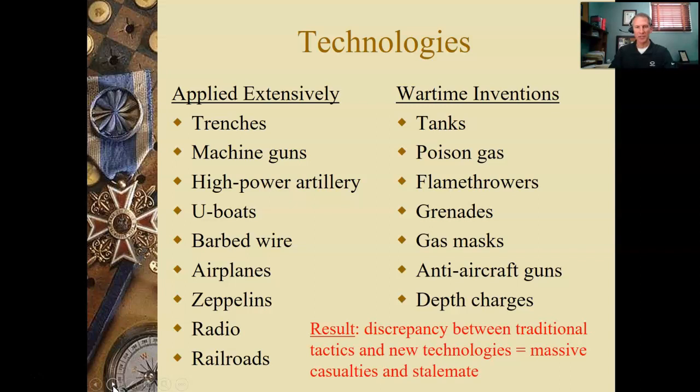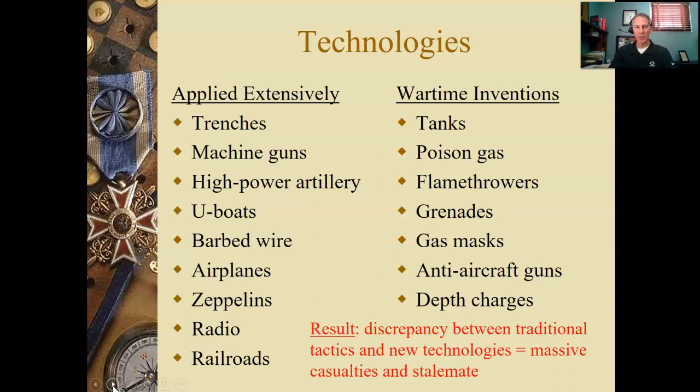and therefore had important impacts on tactics and strategy. Those listed on the right-hand side were inventions that were developed during the Great War, usually to try to break out of the stalemate. Generally, they didn't have that impact. Mostly what they did is they just increased the death count.